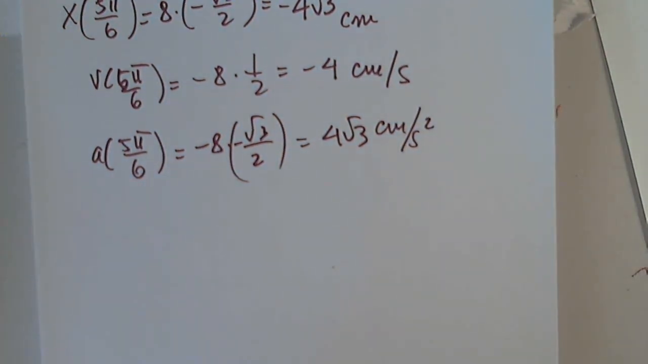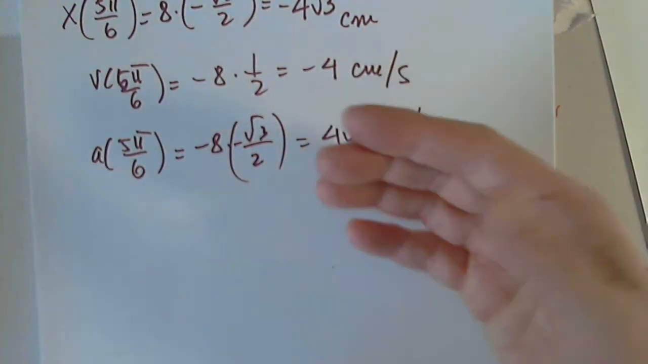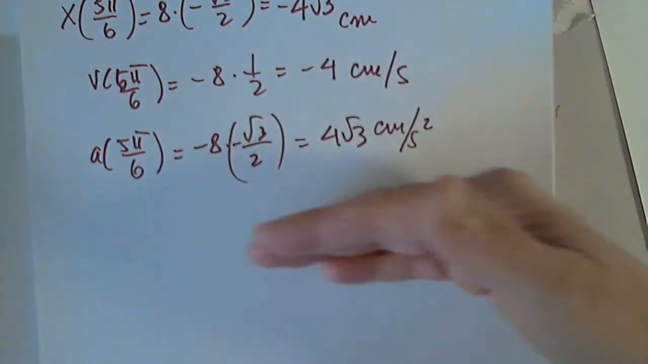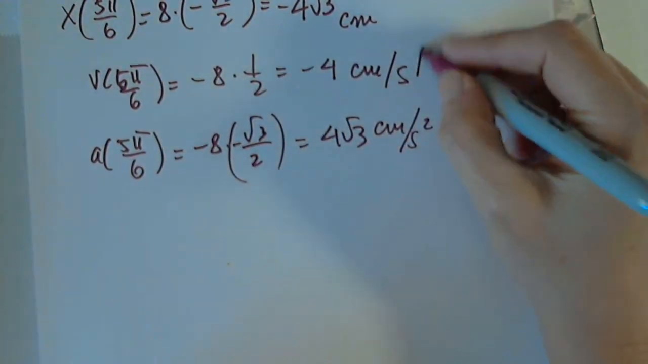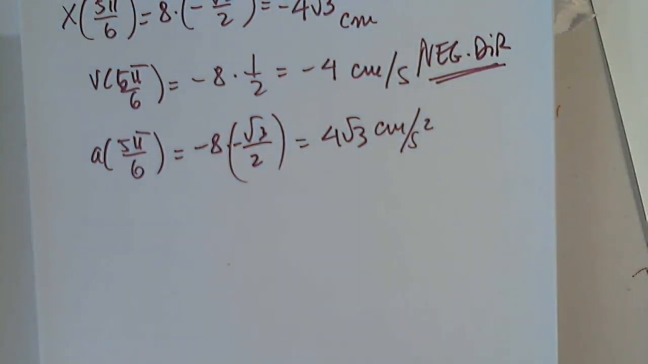It's the rate of change of velocity with respect to time. And in what direction is it moving at that time? So it all depends on the velocity. Because the velocity is negative, it is moving in the negative direction.